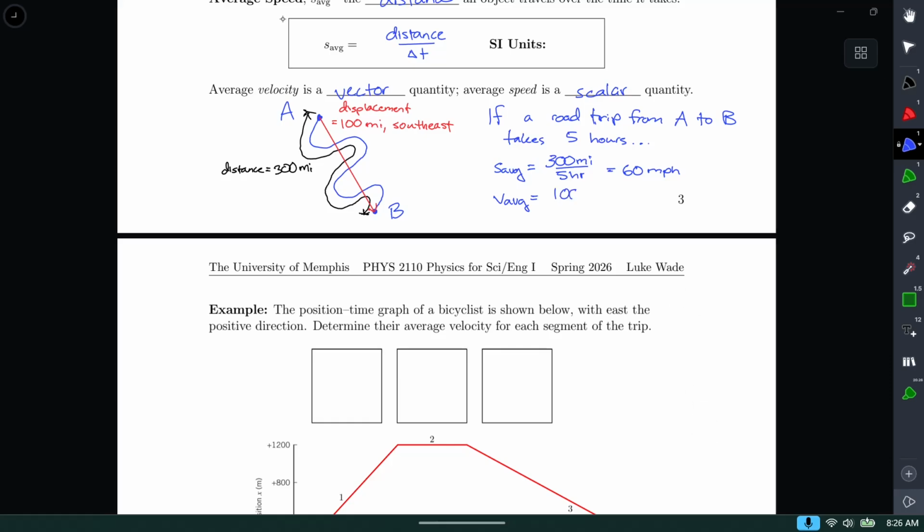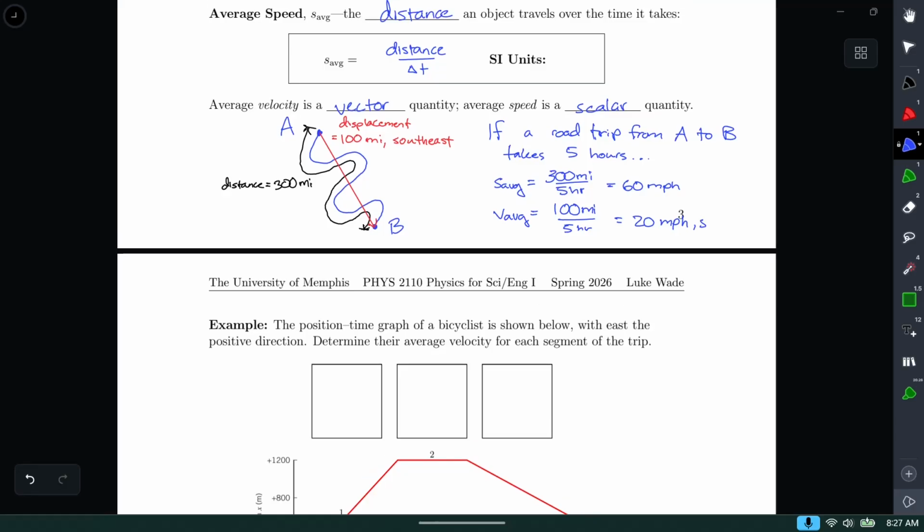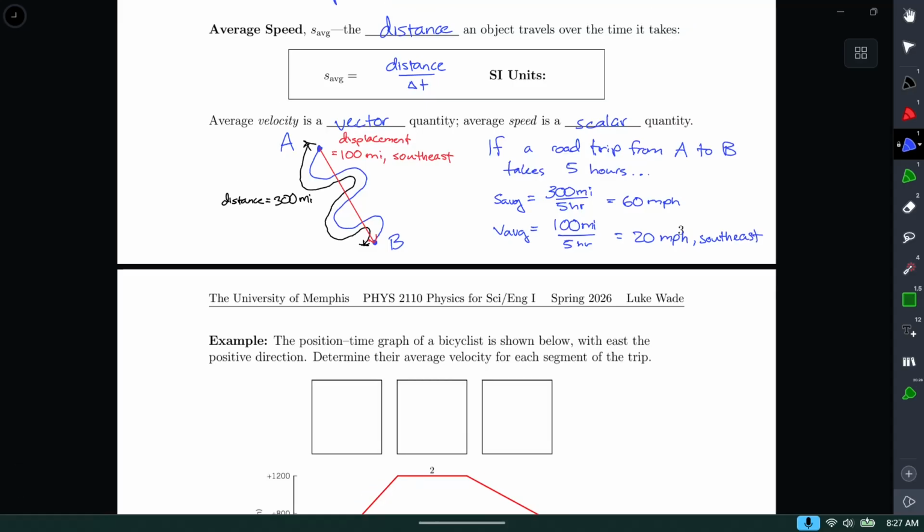But anyway, it would be 100 miles over 5 hours. So 20 miles per hour. It's lower just because the bird does not have to go nearly as far as we do, and so it doesn't have to fly as fast to cover it in that same amount of time. And again, strictly, I should pop in a direction. We see the distinction? Yes, question.